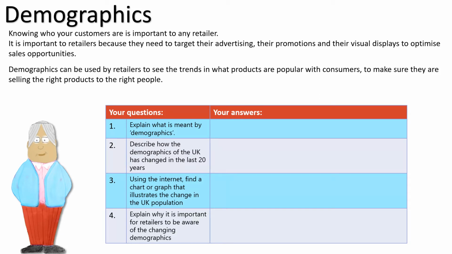Question 3. Using the internet, find a chart or a graph that illustrates the change in the UK population. So this will be graphical information which actually shows you what's happened with the demographic change. So you're probably going to need to look for a few of the elements from the last page, or see what you can find out in terms of comparisons between 20, 40 years ago and today. And then that graph can go into the blue answer for question 3.